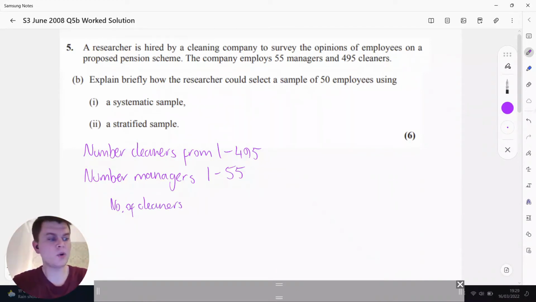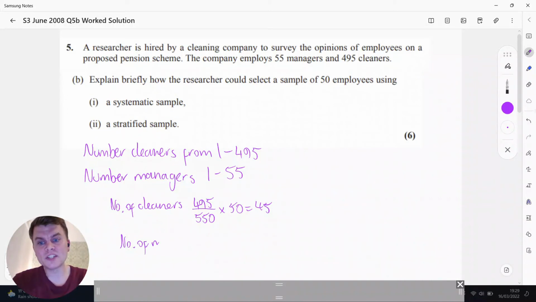So the number of cleaners, quite simply, is just going to be the fraction. So we do the fraction of the population and multiply by the sample size. So we're going to have 45 cleaners. Now, it should be fairly obvious that we're going to have 5 managers, but you do need to show that working to make sure that you haven't made a mistake with your cleaners calculation.